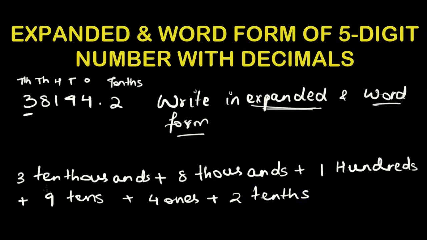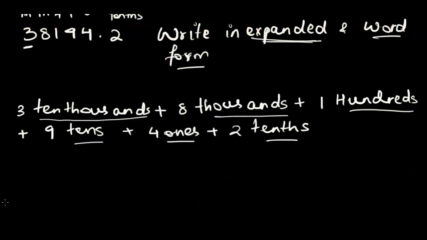Here we are writing the number in expanded form using words. We can also write it in expanded form where we do not use words. Instead, we just use numbers, and in place of words, we put zeros. Let's see how to do that.